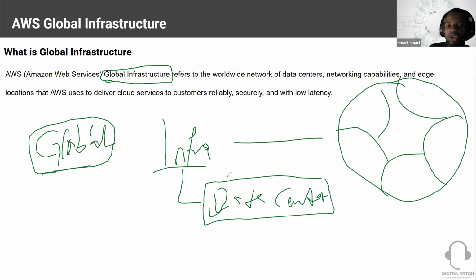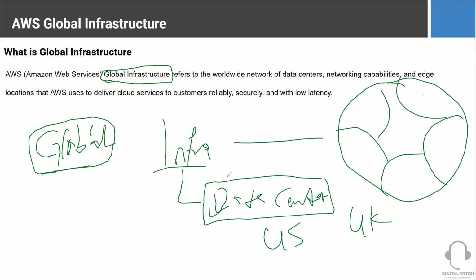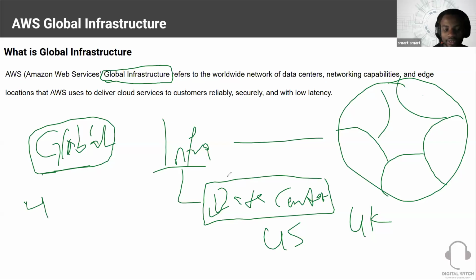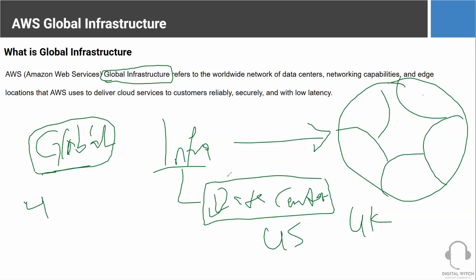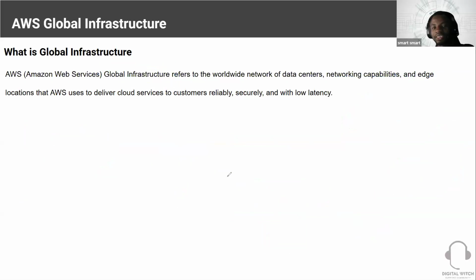Are they only serving the US? No. Are they only serving the UK? No. Are they only serving Ukraine? No. They are serving worldwide. That is actually what we talk about. So whenever you hear about global infrastructure, they are talking about how the data centers of AWS are connected generally. Global infrastructure refers to the worldwide network of data centers, networking capabilities, and edge locations that AWS uses to deliver cloud services.